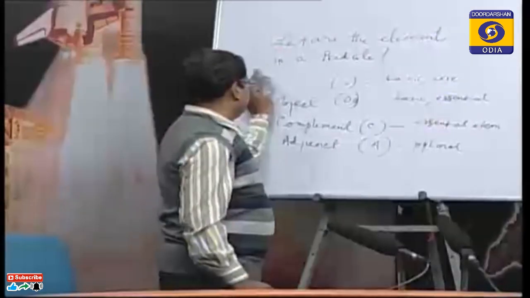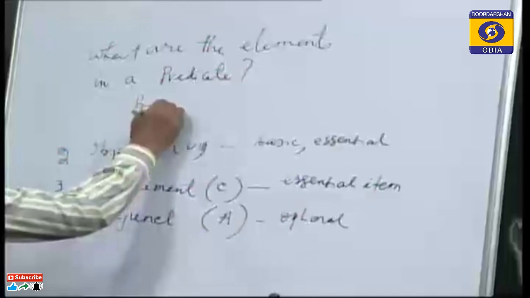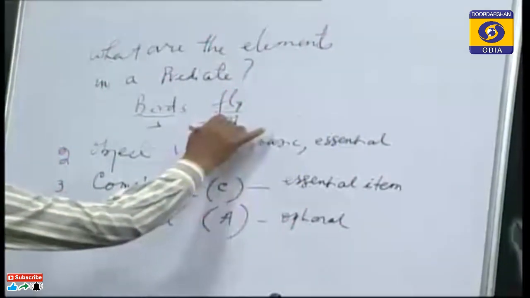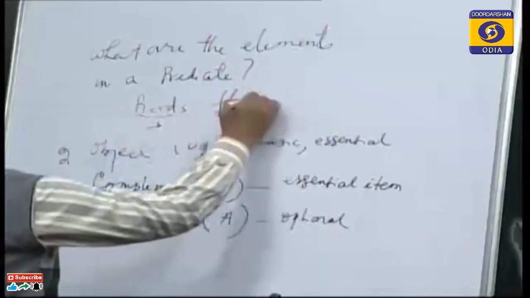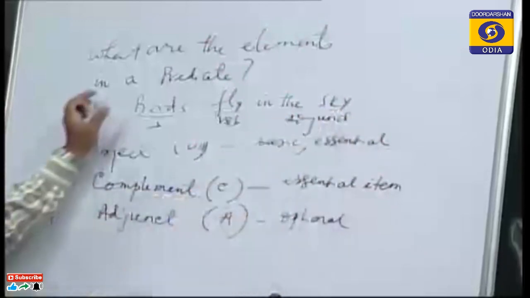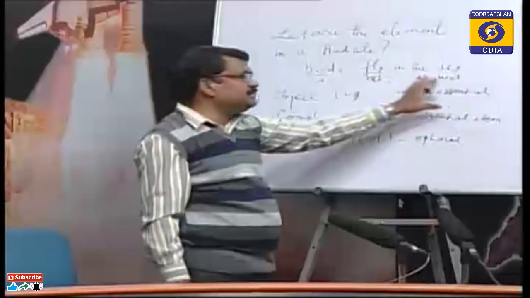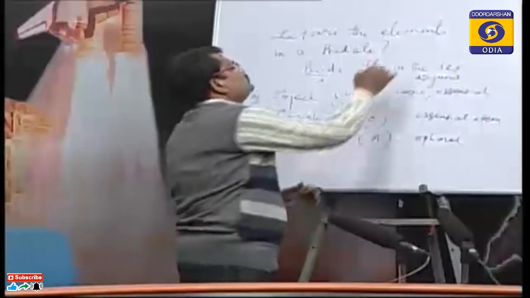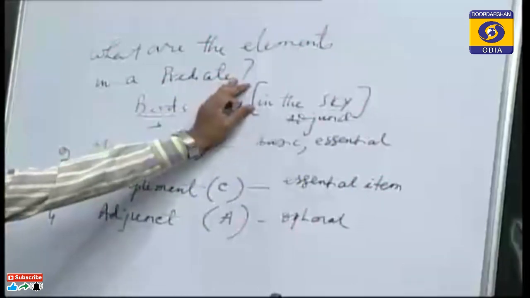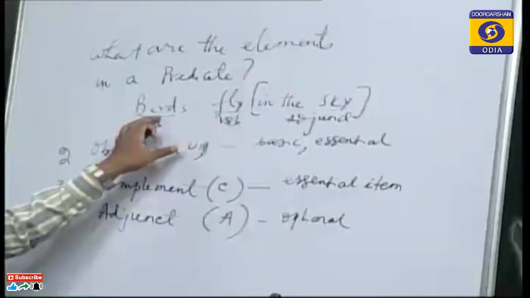So, for example, "Birds fly." Here birds is the subject, fly is the verb. Suppose "Birds fly in the sky." In the sky is the adjunct. That means "Birds fly" is the core structure of the sentence, whereas in the sky is the adjunct part. You can drop this item and the sentence is grammatical. If you delete fly, "birds in the sky" cannot be a grammatical sentence.